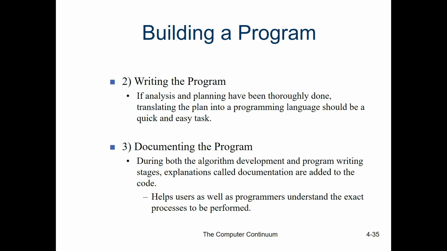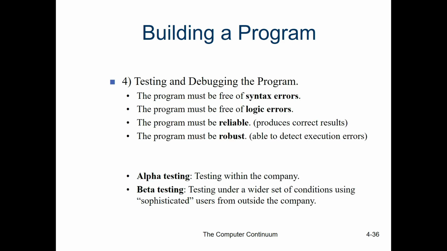Then you need to document the program, because once you write all the program, you need to document all what you have done. You have to write that as well at every stage. So during the algorithm development and program writing stage, explanation is very important. It's called documentation. It helps the user as well as the programmer understand the exact process to be performed.